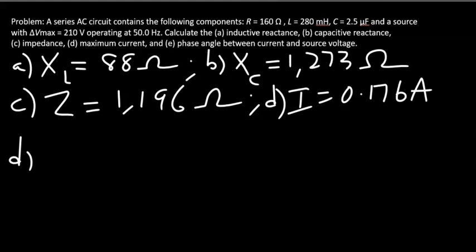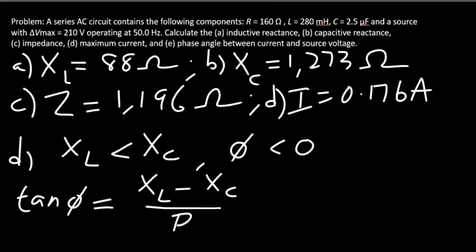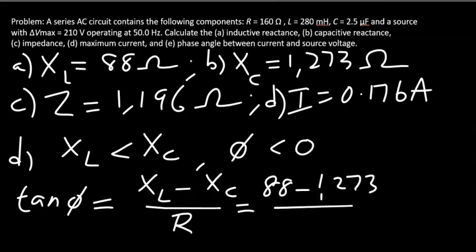And finally, the phase angle. Note that XL is less than XC. So according to our previous discussion, the phase angle must be a negative number. Tangent of that phase angle is given by X sub L minus X sub C over the resistance. So X sub L is 88, X sub C is 1,273, resistance is 160 ohms, and you can find the phase angle.